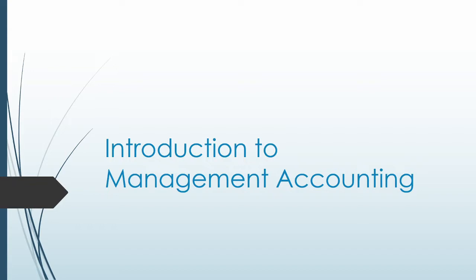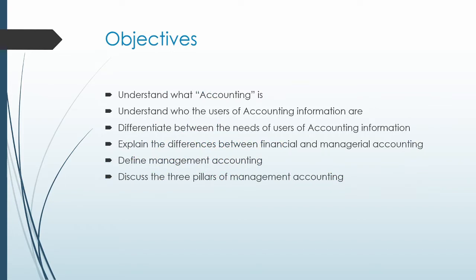So, in this video, we want to understand what management accounting is and how it fits into the broader field of accounting. To understand this, we first need to understand what accounting is. We then need to understand the different users of accounting information and how their needs differ. Once these differences in needs have been highlighted, we will differentiate between financial accounting and management accounting before looking at a definition of management accounting. Finally, we will look at the three pillars of management accounting, being costing, decision-making, and planning and control.